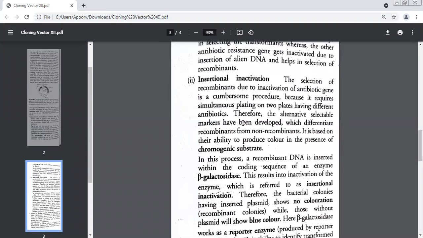simultaneous plating of two plates having different antibiotics. Because you need to prepare two plates of two different antibiotics. Like in the first one, which plate did we use in the first step in this pBR? Which antibiotic plate was used first? Ampicillin or tetracycline? Ampicillin. And then we moved on to another plate that was tetracycline. Children, you see, it takes a lot of time.